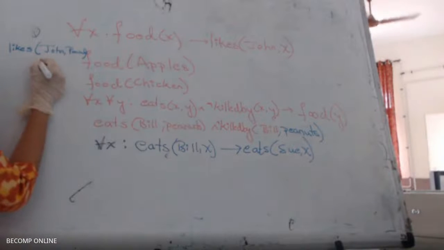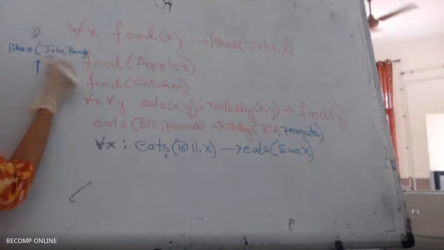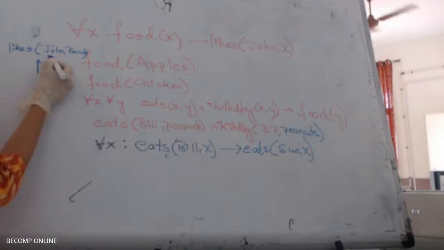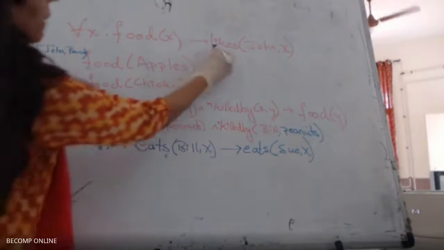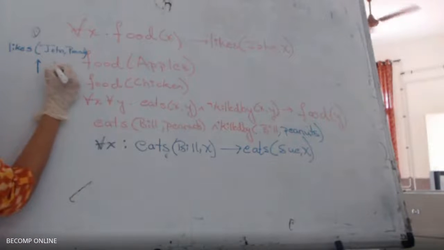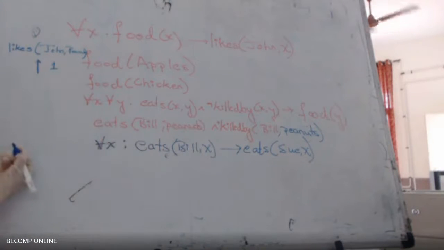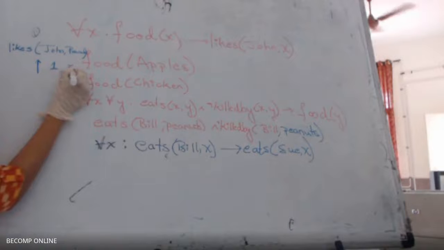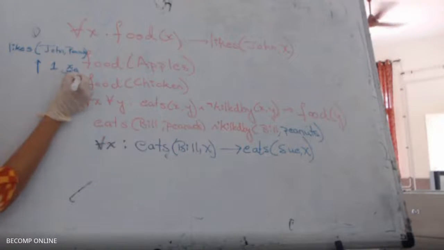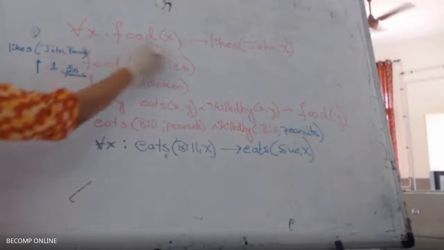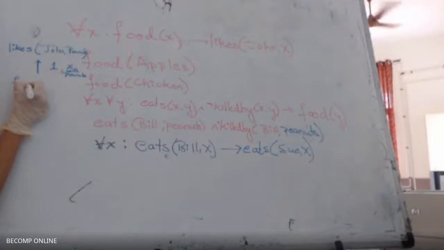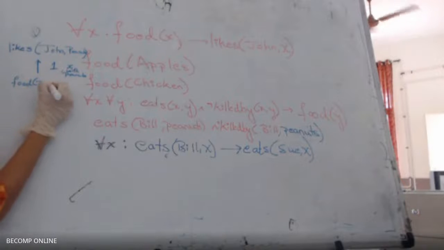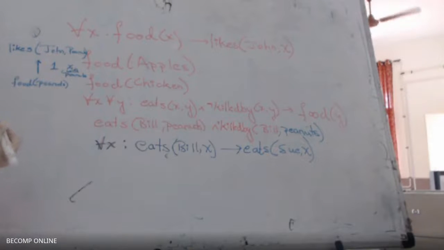Now, if you see, where is this particular thing going to map? It is going to map to your fact number 1. How is it going to map? If I substitute X with peanuts, what am I left with? On the left hand side is food peanuts. Correct?